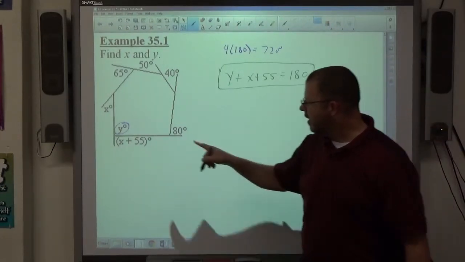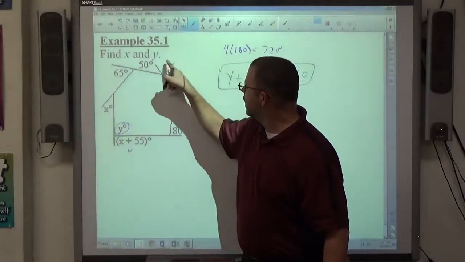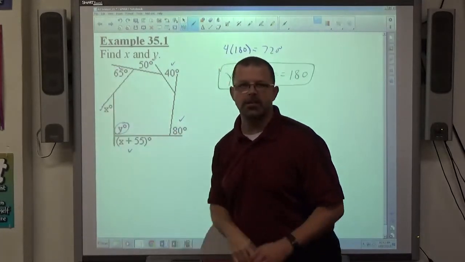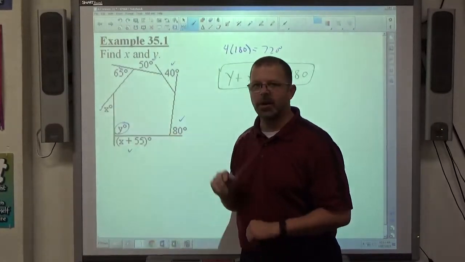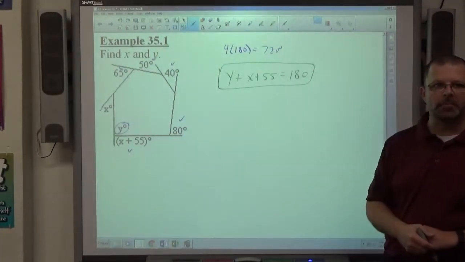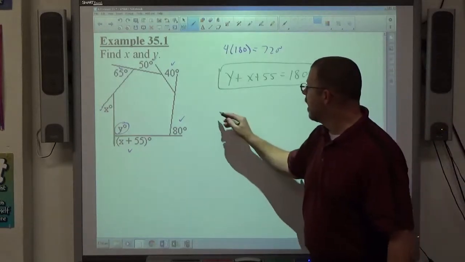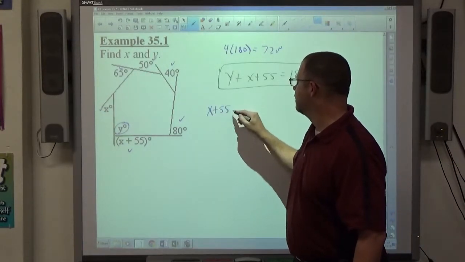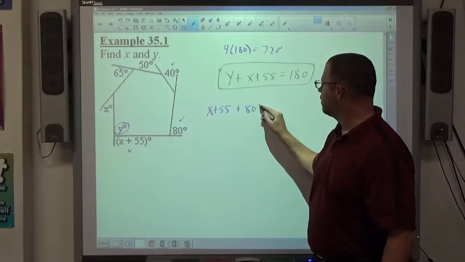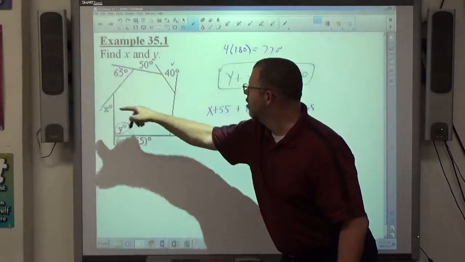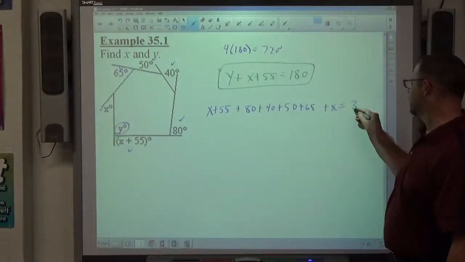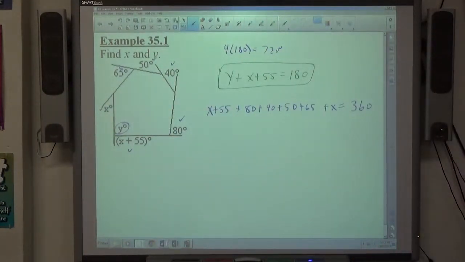Next property. Exterior angle 1, 2, 3, 4, 5, and 6. We have all the exterior angles identified as either specific numbers or algebraic expressions, right? Those 6 angles have to add up to 360. So I know that x plus 55, that angle, plus 80, plus 40, plus 50, plus 65, those 4 angles, plus x, the last angle, has to be 360 degrees, because that's what the property says. Again, properties are used to take a look at a picture and be able to create an algebraic equation from that picture.